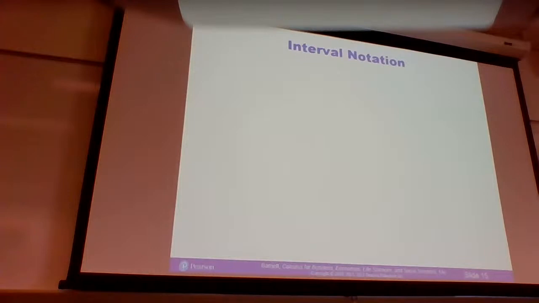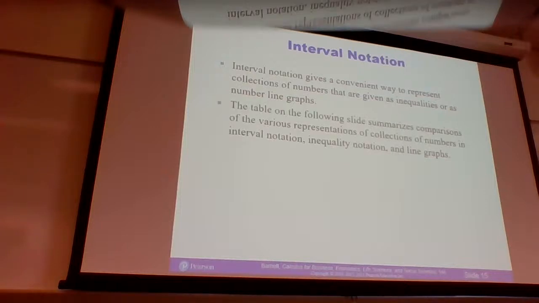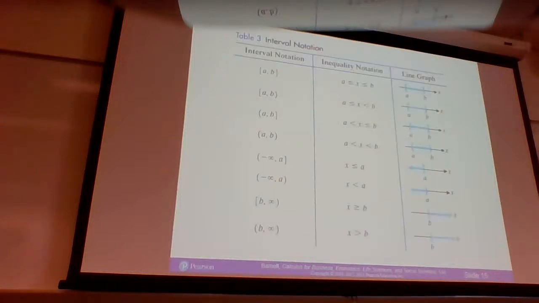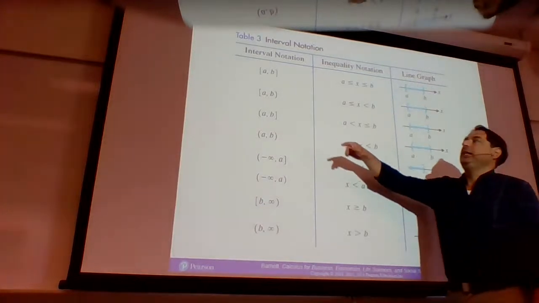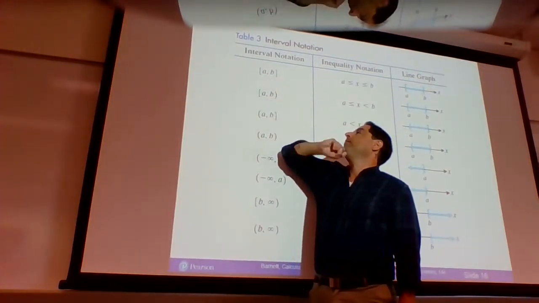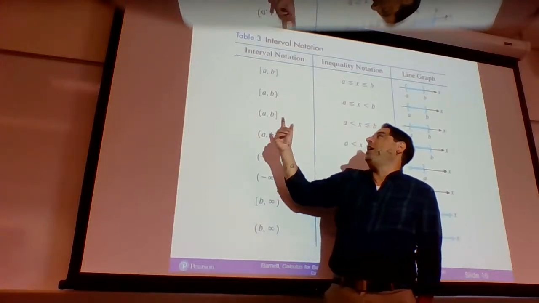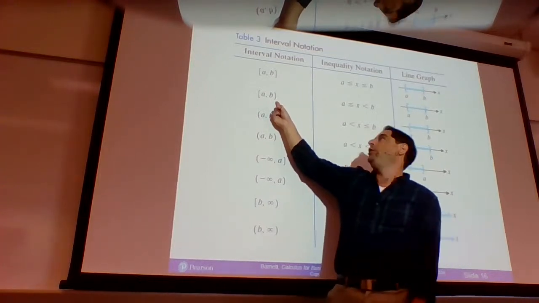Now, other thing I want to remind you of is something called interval notation. We kind of talked about it last time, but I just want to remind you again. Interval notation is a convenient way to represent a collection of numbers that are given as inequalities or as number line graphs. Okay? So there's a couple ways we can talk about it. Let's say your answer is from A to B, and A was included. If A and B are included, we use brackets. Now, if A was included but B was not, A would have the bracket, B would have parentheses. That means up to it but not included.